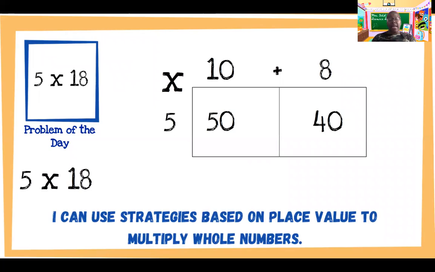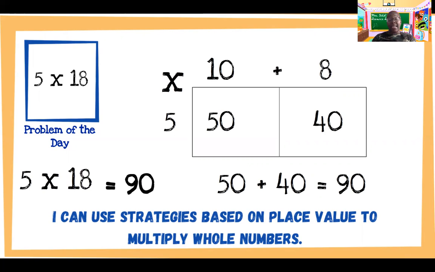Whew, this is so simple. Well, what do I do next? Did you say add up your partial products? If you did, you're absolutely correct. So we're going to add 50 plus 40, and we will get 90. So this tells us that 5 times 18 equals 90.